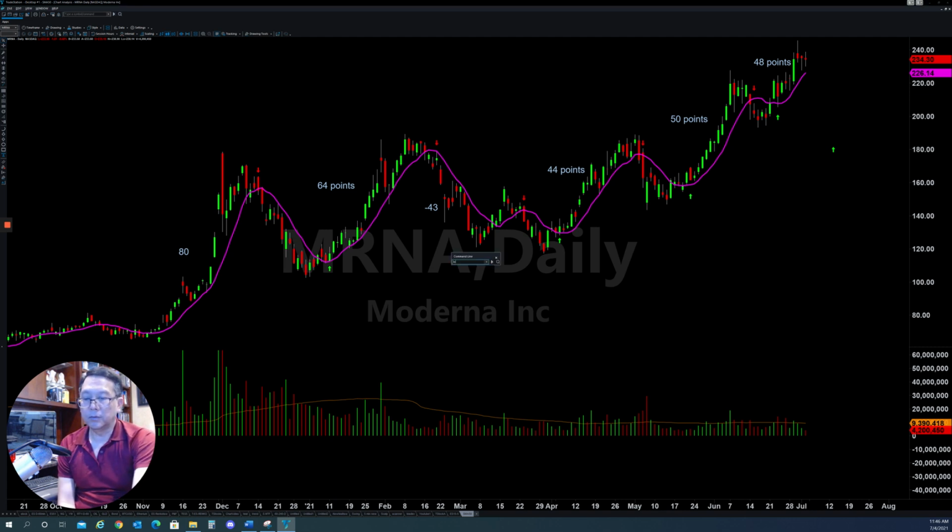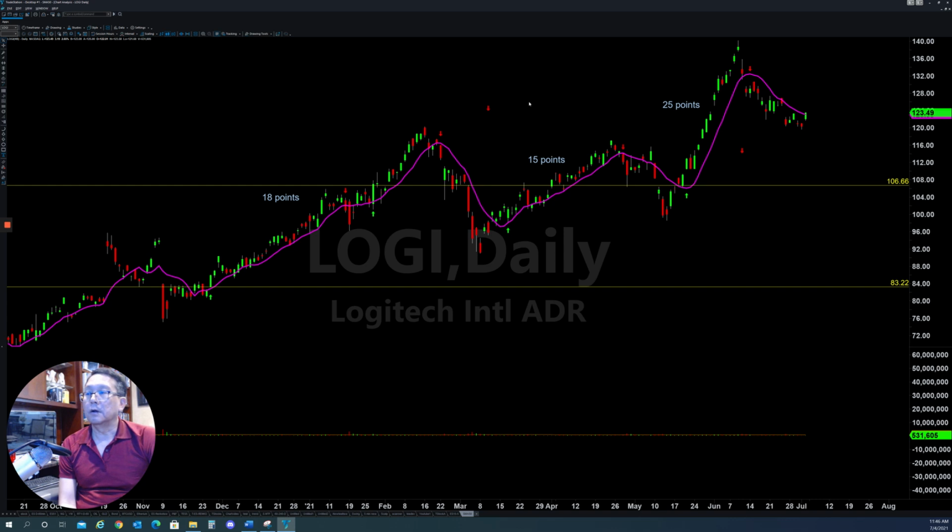Let's look at a couple more so that you can see here. This one is Logitech, they make keyboards, mouse, and all kinds of stuff. You can see here, when they go up, pull back down, you get in here and you take the trend. You get out here at 18 points. You can go short here, otherwise you go from here to here at 15 points. And recently here, you go from here up to here, you get out here at 25 points.